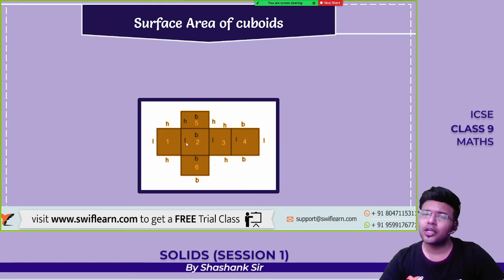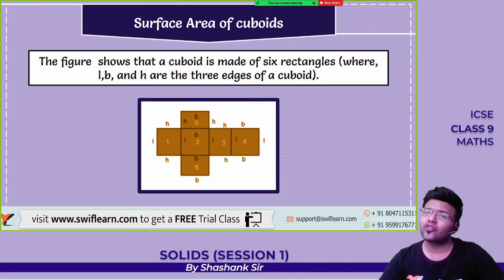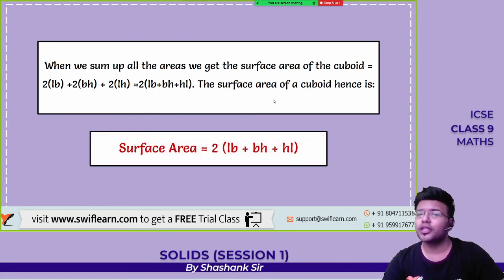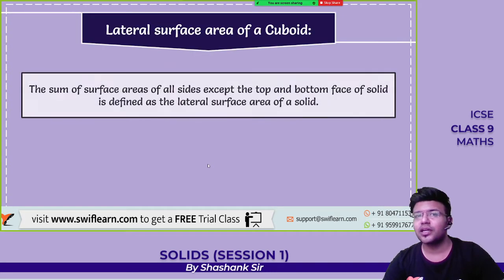Surface area of a cuboid. If you open the cuboid, you will get a shape like this. Yes, there are 6 faces. Add all the areas of the 6 faces, and you will get the total surface area. Add only the curved surface, and you get the curved surface area. When you sum up all the areas, which is 2 times (length into breadth plus breadth into height plus height into length), you get the total surface area of the cuboid.